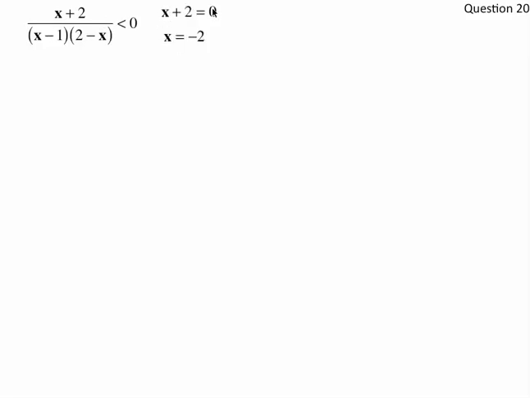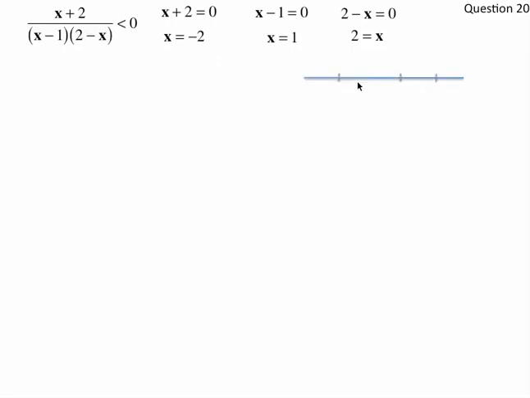Okay, so x + 2 is equal to 0. If I subtract 2 from both sides, that gives me x equals negative 2 when x + 2 is 0. x - 1 equals 0. Add 1 to both sides to solve for x. x equals 1 when x - 1 is equal to 0. 2 - x equals 0. I'm going to just add x to both sides. So I get 2 equals x, which is x equals 2, when 2 - x is equal to 0.